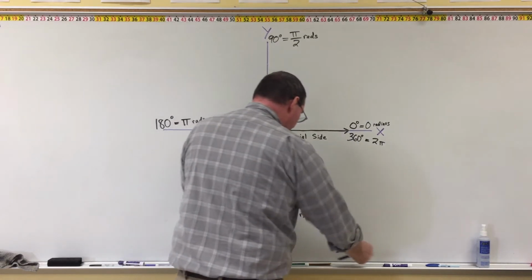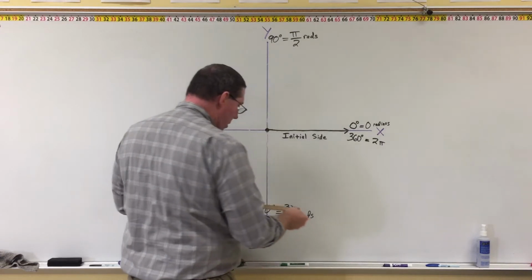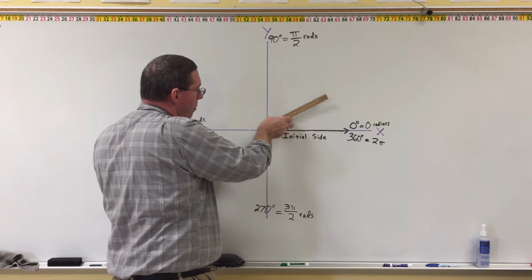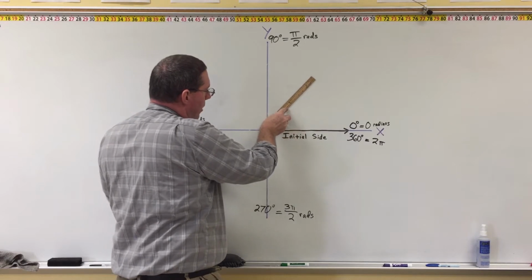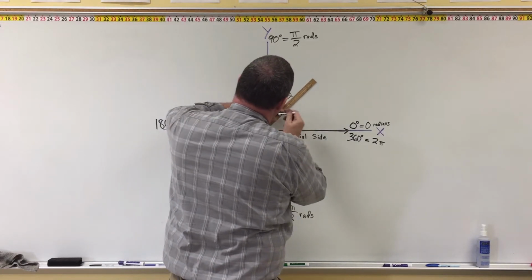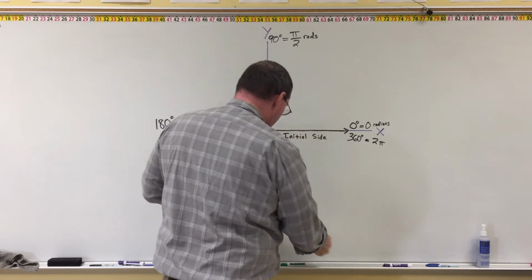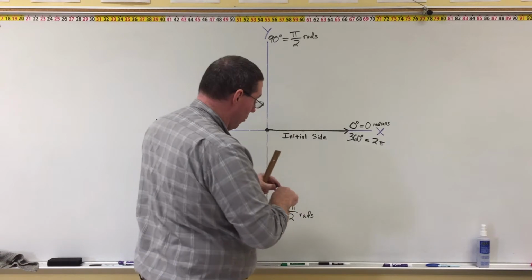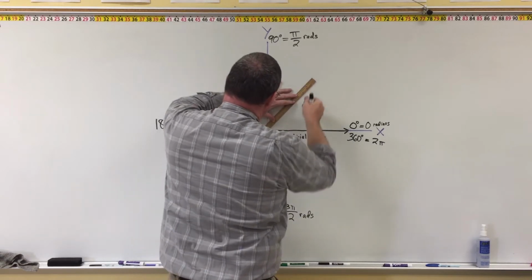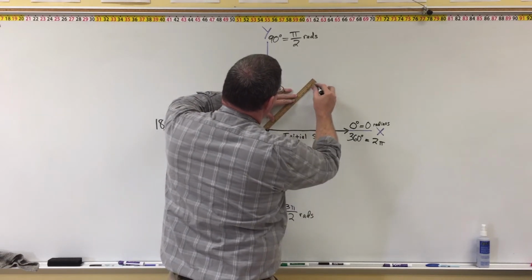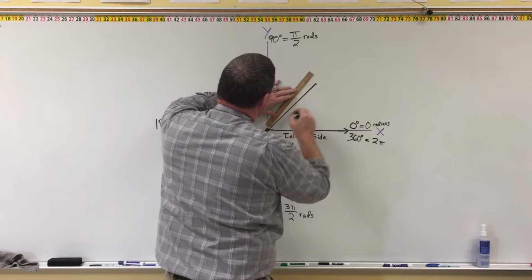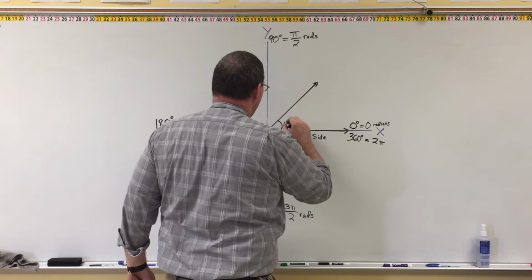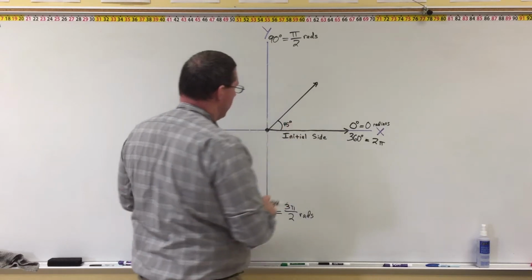All right, so here's the idea. Let's say that I have the initial side and I open up an angle to about here, halfway between 0 degrees and 90 degrees, which would give us a 45 degree angle. So that's about 45 degrees right there. This is our terminal side, and this is a 45 degree angle.